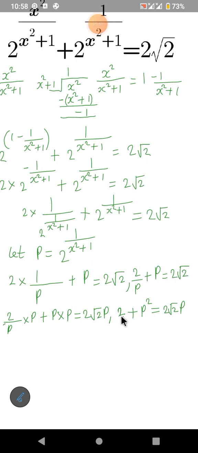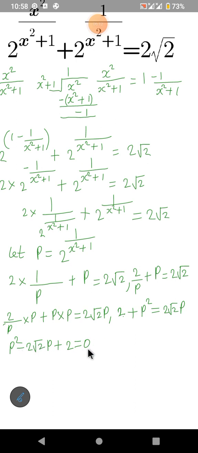Now this is a quadratic equation, so I need to rearrange it. So we'll say p squared minus 2 root 2 p plus 2 equal to 0.